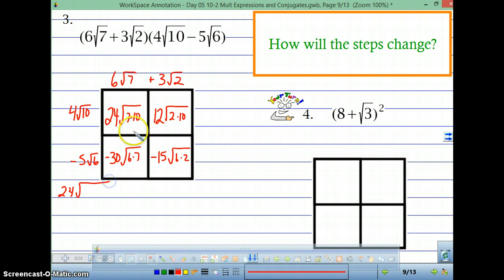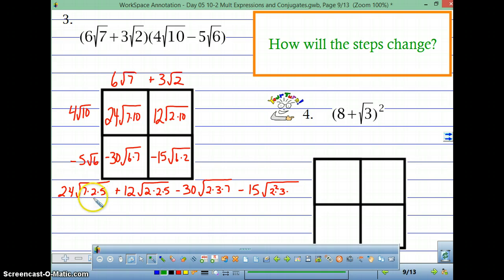24 times the square root of 7. How can I rewrite 10 so it's in primes? 2 times 5, plus 12 times the square root of 2. Factor 10, that's 2 times 5, minus 30 times the square root of, can I factor 6? 2 times 3 times 7, minus 15 times the square root of, how would I factor 6? 2 times 3 times 2, but I notice I already have a 2, so I'm going to put it up here as a 2 squared.